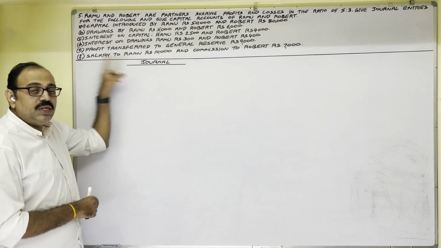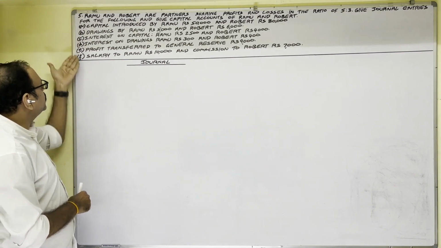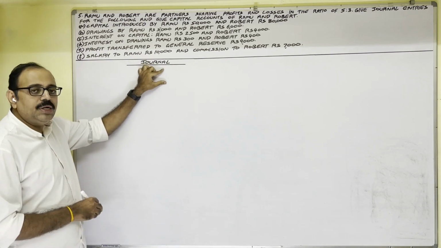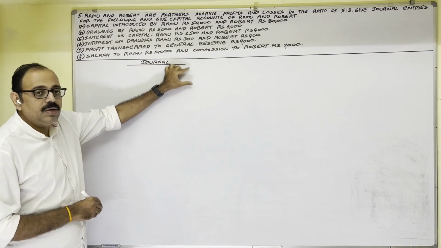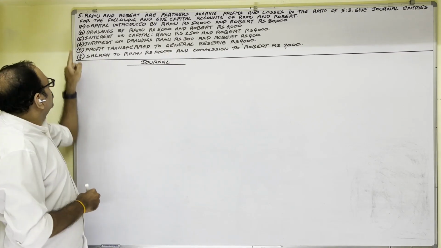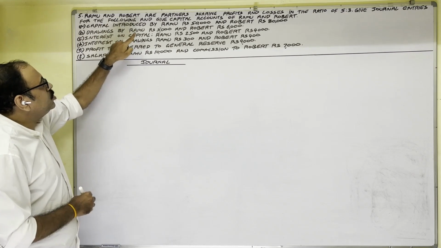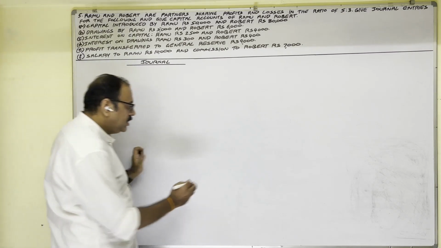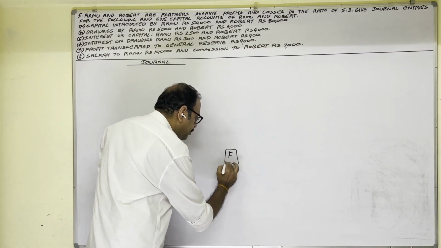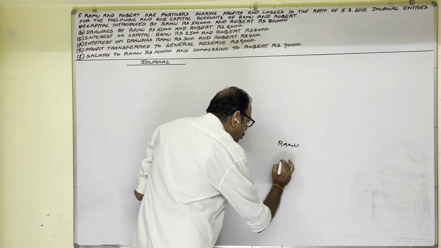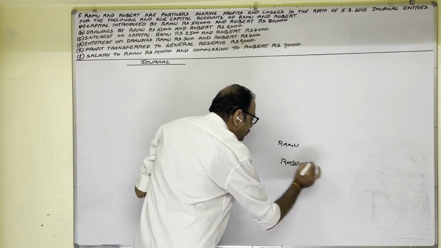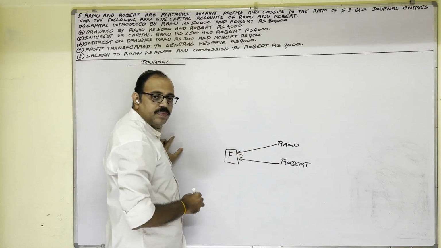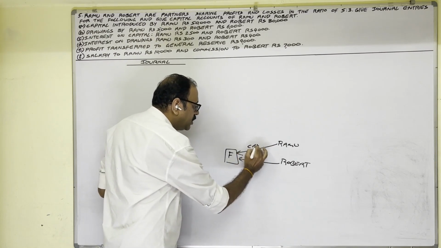First, the journal. The journal format is date, but here dates are not available now. Instead of date, serial number, particulars, LF number (ledger folio number), debit, credit. Okay. So first, A: capital introduced by Ramu 50,000 and Robert 80,000. So this is the firm. Ramu and Robert are partners. They introduced capital into the firm. So from them, cash is coming.